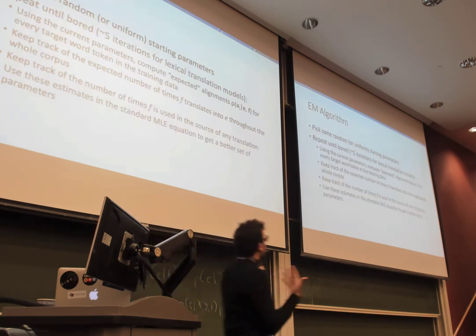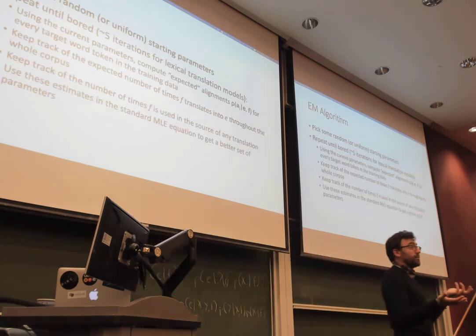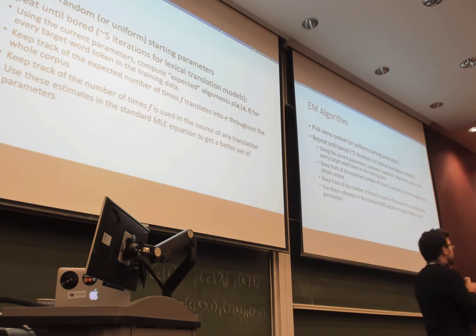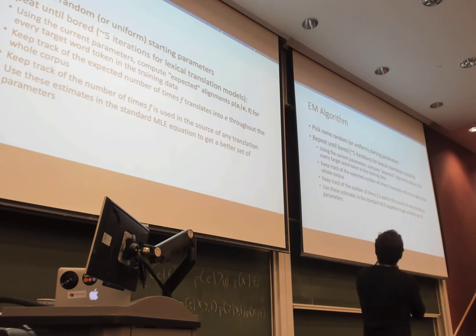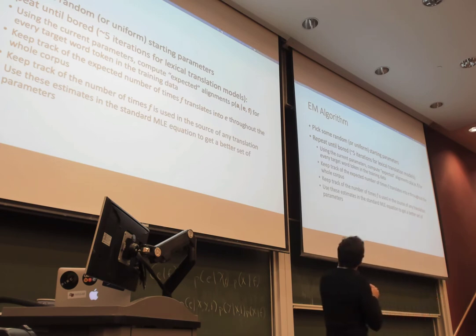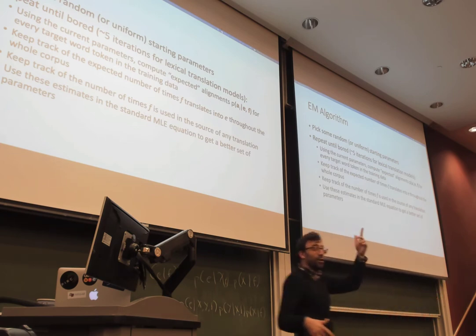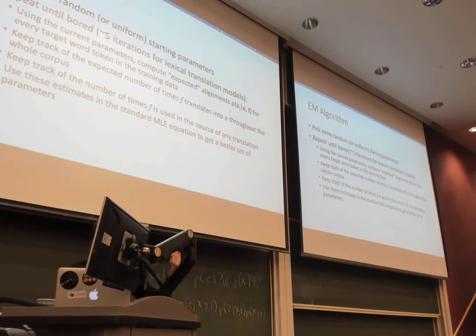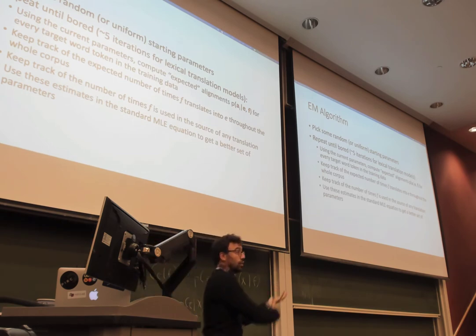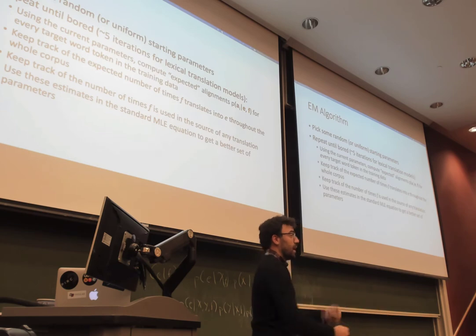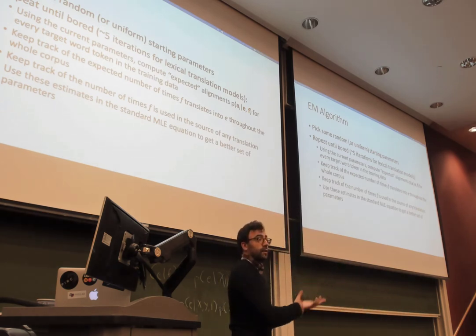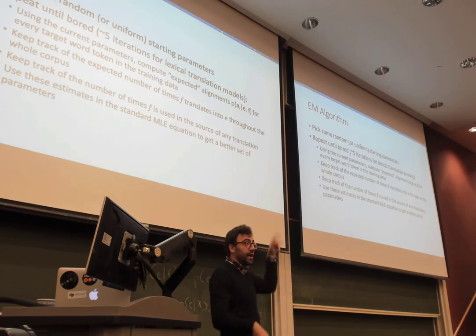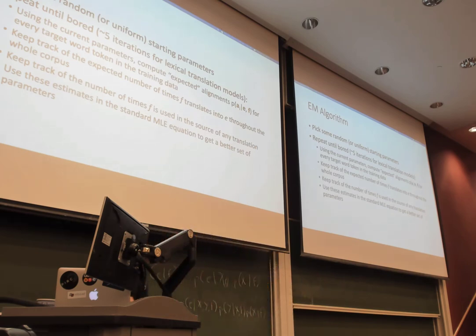So in this case, we use the expectation maximization algorithm, which basically does this process iteratively. Initially, you start with some random or uniform parameters, okay? And then essentially you repeat until bored. Using the current parameters, you generate alignments. Then given these alignments, you re-estimate your parameters. And you do that back and forth a few times. Maybe 4 or 5 times is good enough in our case.